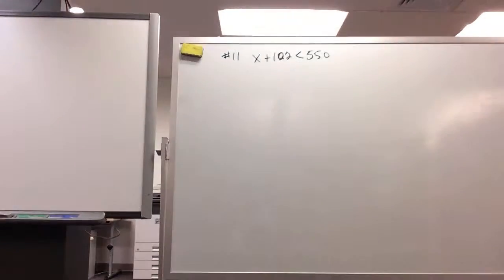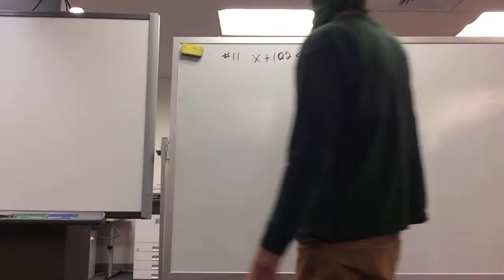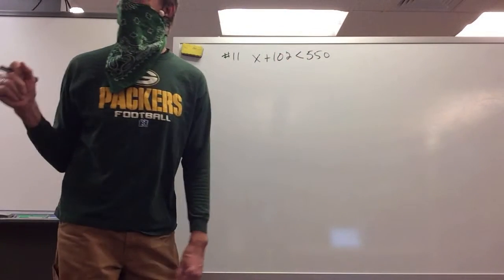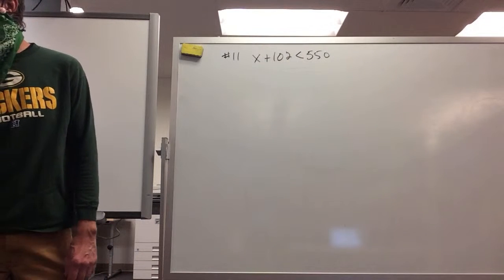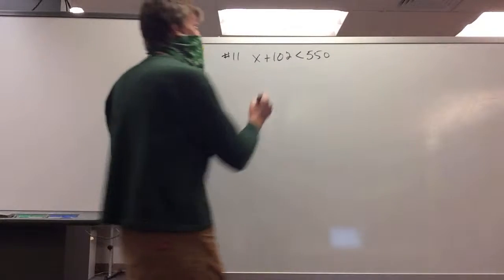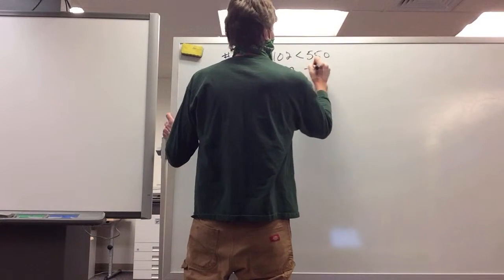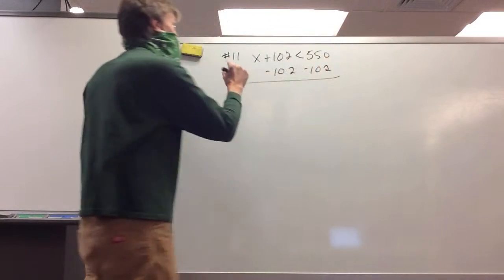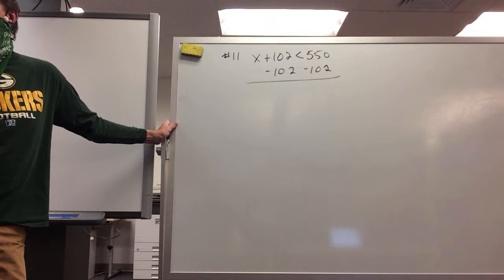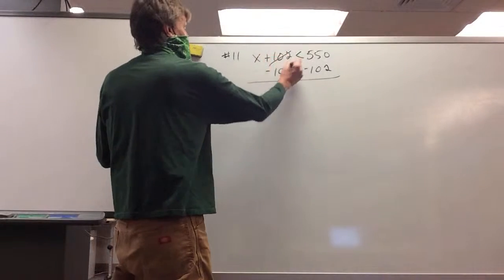How would you graph it? Yeah, how do you solve it first? How do we solve it? You just said it. Negative 102 to each side. Yep, add a negative 102 to each side, or subtract 102 from each side, because that makes this 0 and this is x.